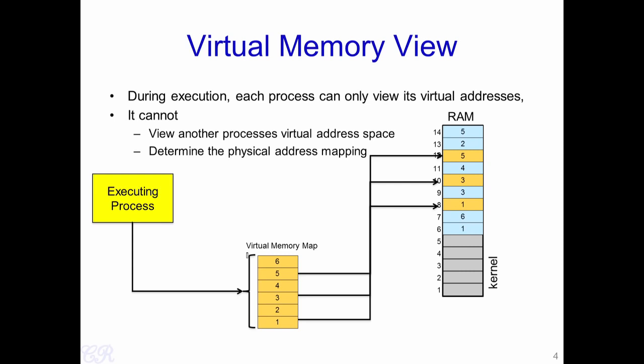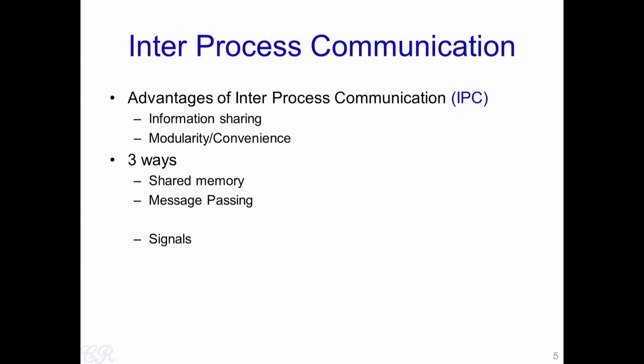So, given this, how does one process communicate with another process? In order to do this, there is a mechanism known as inter-process communication. Essentially, with IPCs, two processes will be able to send and receive data between themselves. The advantage of IPC is that the processes could be written to be modular. So, essentially each process is meant to do a single job, and processes could then communicate with each other through IPCs.